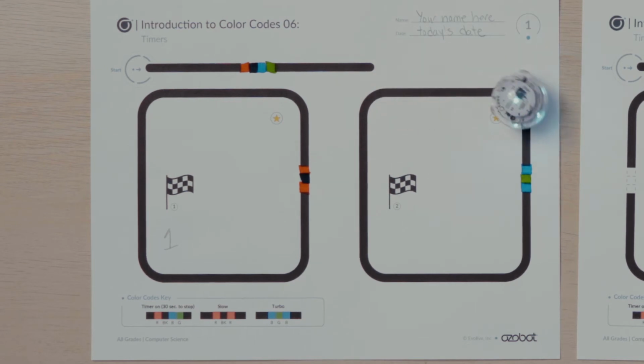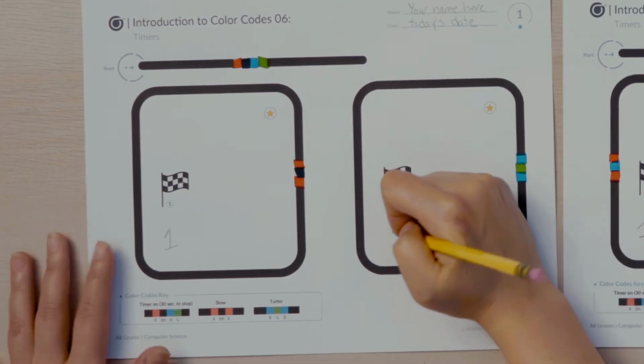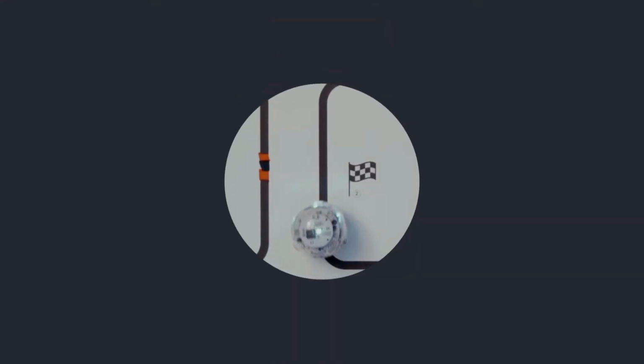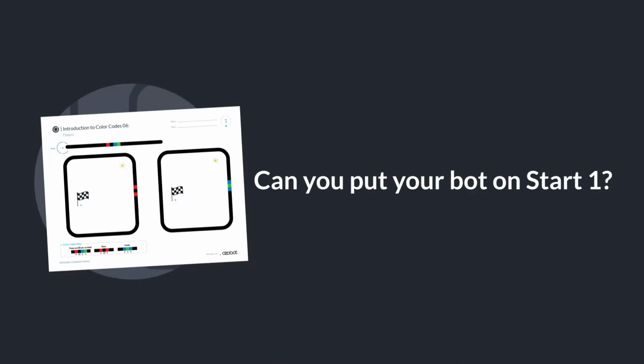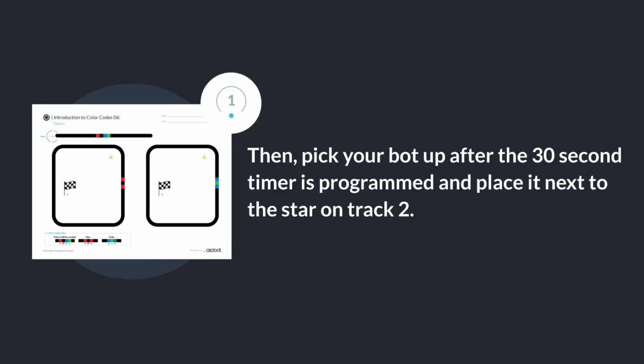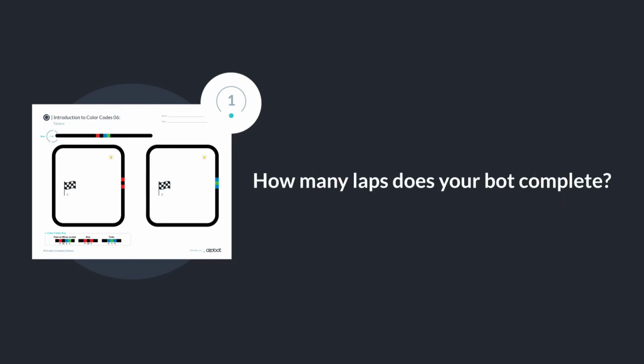I will write the total number of laps completed inside the track. Now it's your turn to run your bot. Can you put your bot on start 1? Then pick up your bot after the 30-second timer is programmed and place it next to the star on track 2. How many laps does your bot complete?